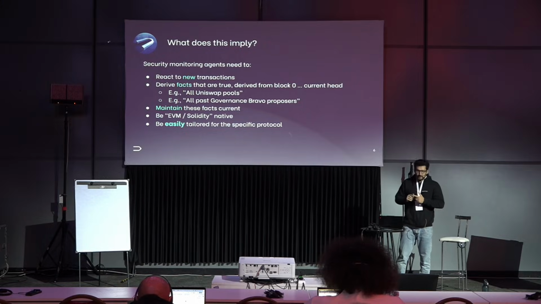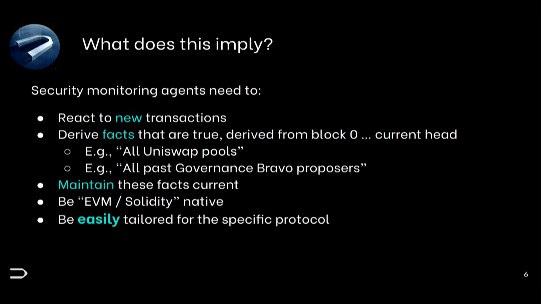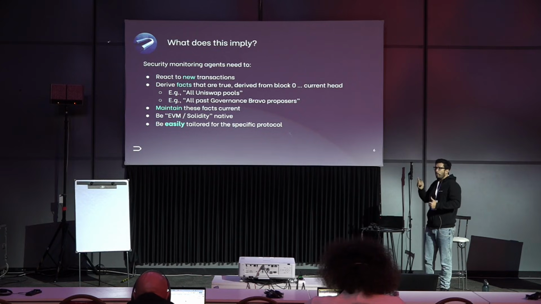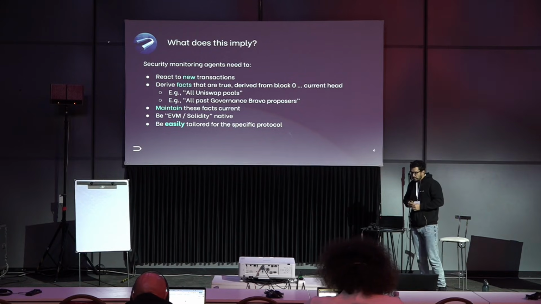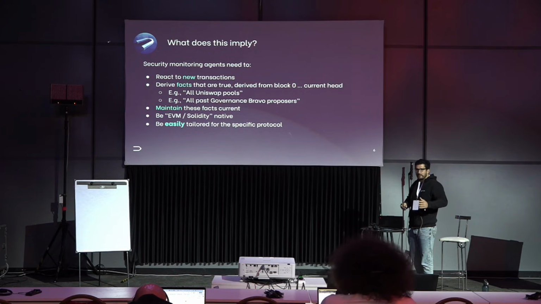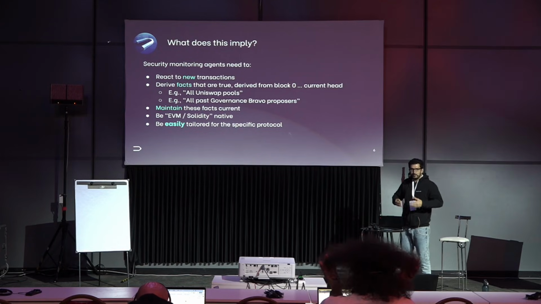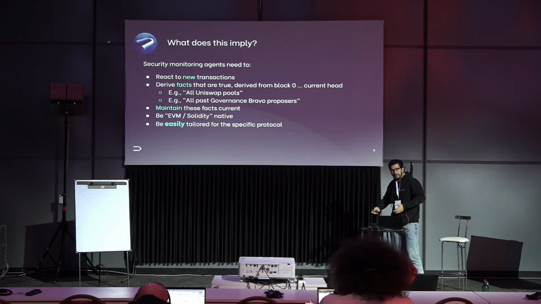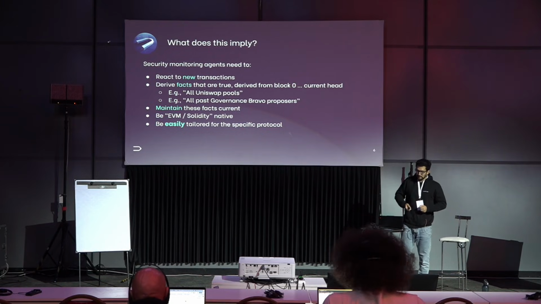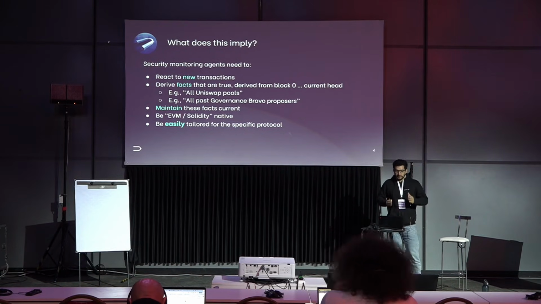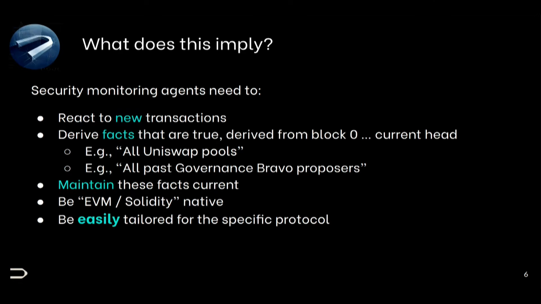We need to react to new transactions with very, very little delay. But at the same time, we also need to derive facts that are true from the beginning of time. Such as, for instance, sometimes we want to talk about things like all Uniswap pools or all past proposers that have ever used Governor Bravo style DAO contracts. We need to maintain these facts current in real time as well. So it's a very difficult problem to solve.